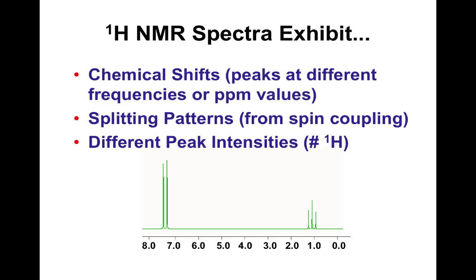So the spectra that we see in NMR have chemical shifts. They have splitting patterns from spin coupling, and they have different peak intensities that tell us the number of hydrogen or carbon atoms that are there. All of that information allows you to characterize and determine a compound structure. So even though most of you use mass spec, the ultimate method for determining the structure of a molecule still is NMR. It is the gold standard.